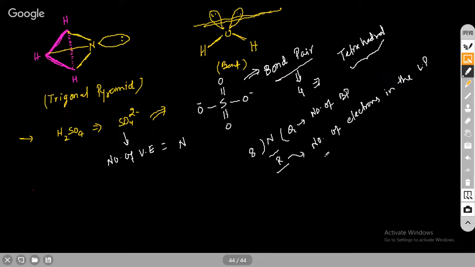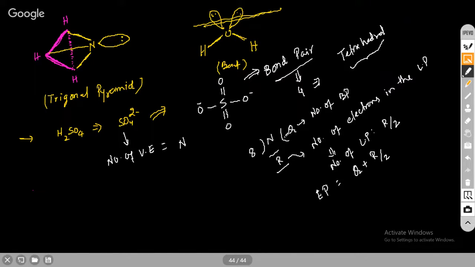To take care of this, R is the number of electrons in the lone pair. So if I have to find the number of lone pair, the number of lone pair will be R by 2. Is it clear? So what is the electron pair? Electron pair is Q plus R by 2. This is the number of electron pair.